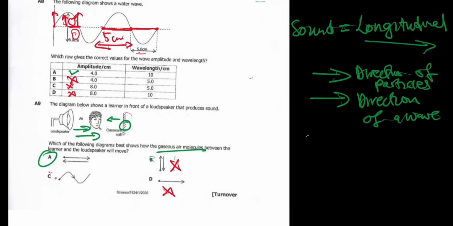And this is also incorrect because the direction of these particles is not actually parallel to the direction of travel of the wave. So make sure you understand the differences between transverse waves and longitudinal waves and examples. Water waves are transverse waves. Sound waves are longitudinal waves.